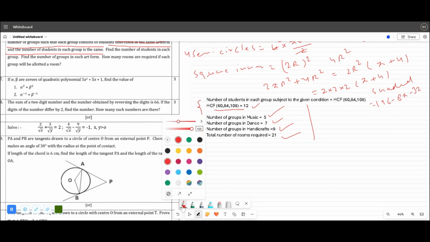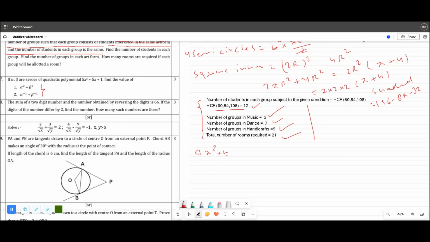Now next is, if alpha beta is 0 of quadratic polynomial 5x square plus 5x plus 1, find the value of this. So आपको पता है कि अगर एक इक्वेशन हो ax स्क्वायर plus bx plus c, okay, I'll try to minimize the table.